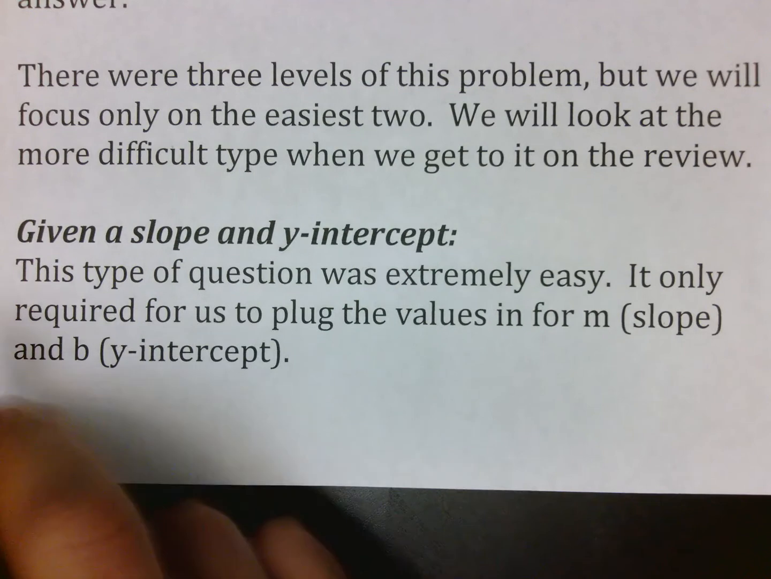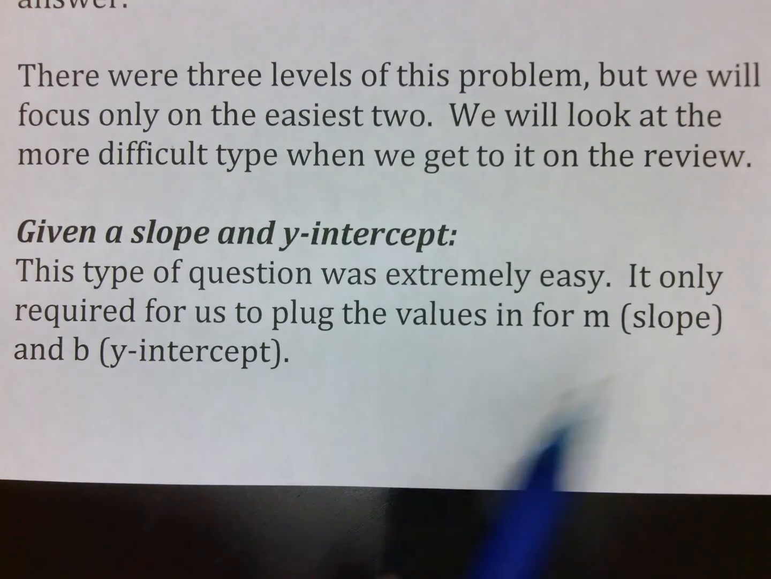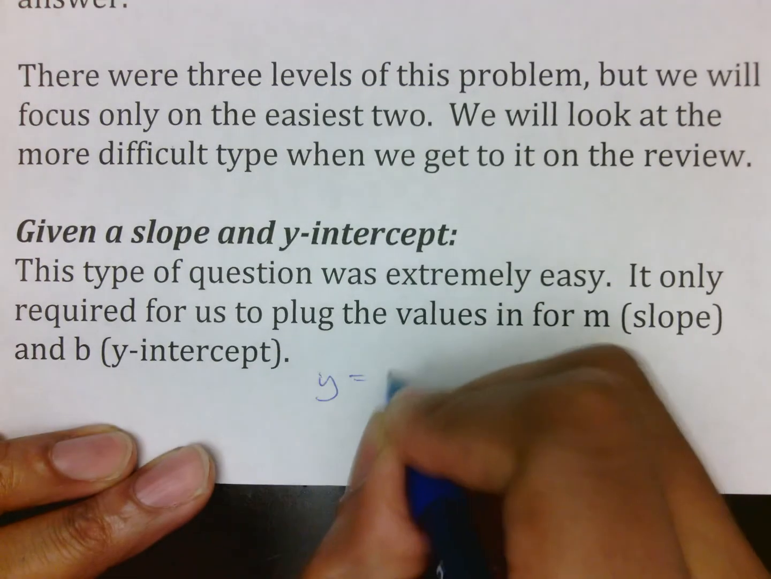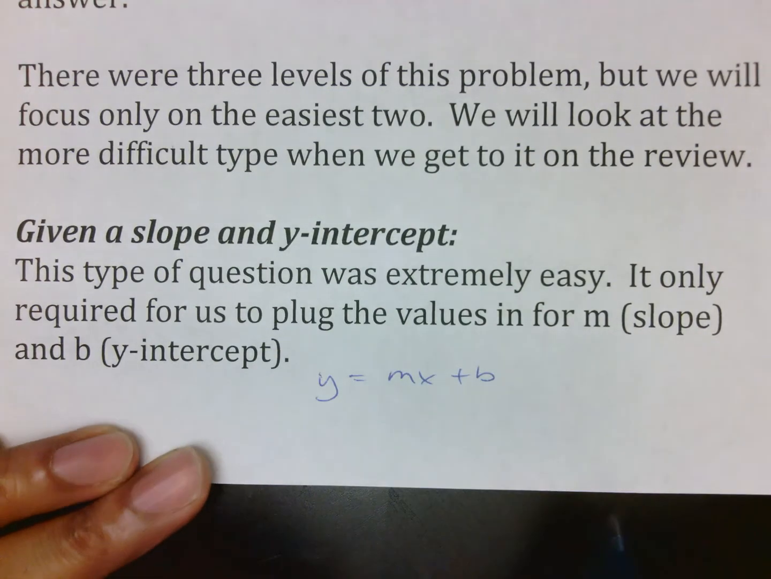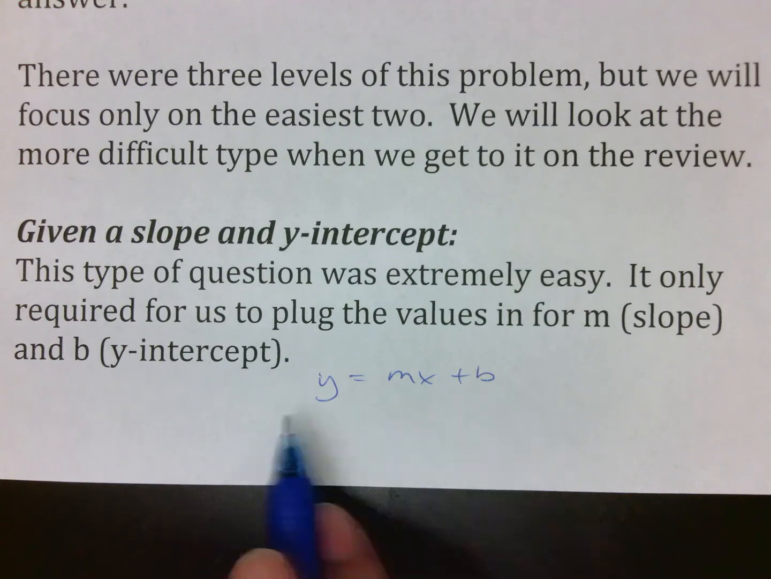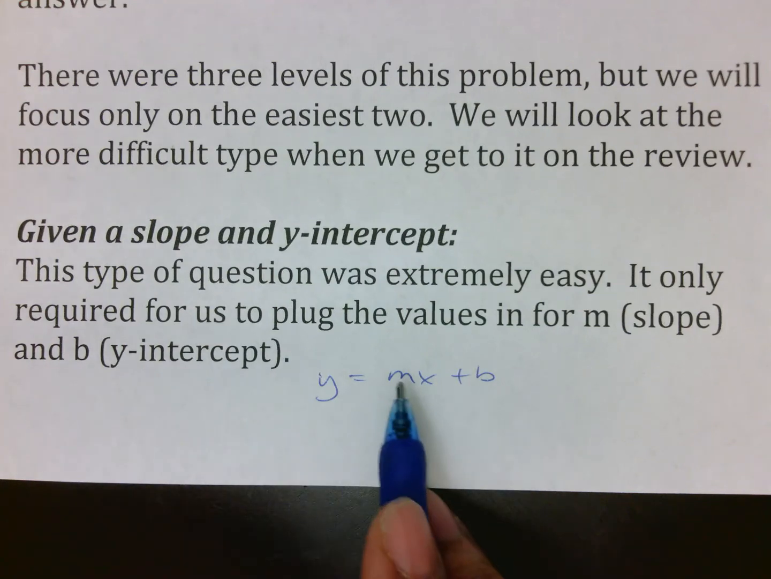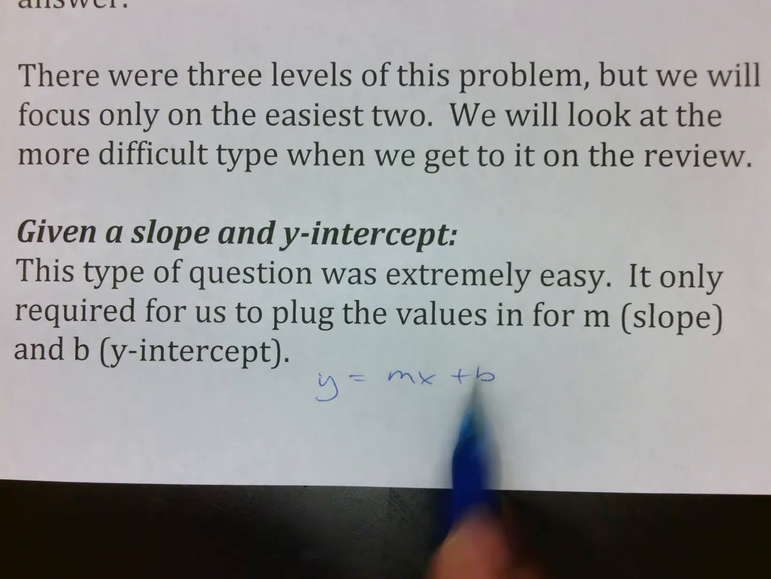So one type of question gave us a slope and a y-intercept. It was extremely easy, and it only required for us to plug in the values for m, which was slope, and b, which was y-intercept, keeping in mind that the equation that we used was y equals mx plus b, which we have used plenty of times to graph when we say that this number tells us to go up 2 over 1, or that number tells us to go up 5.